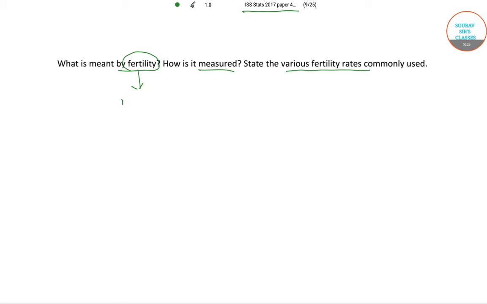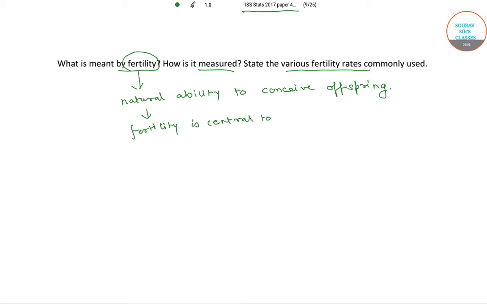So it is defined as the natural ability to conceive offspring. So fertility means natural ability to conceive offspring, and this fertility is central to population health.